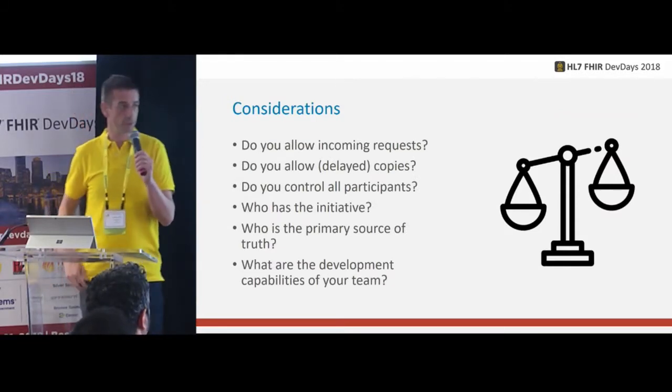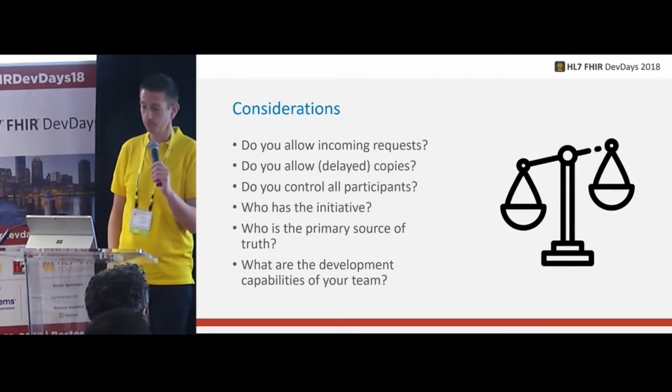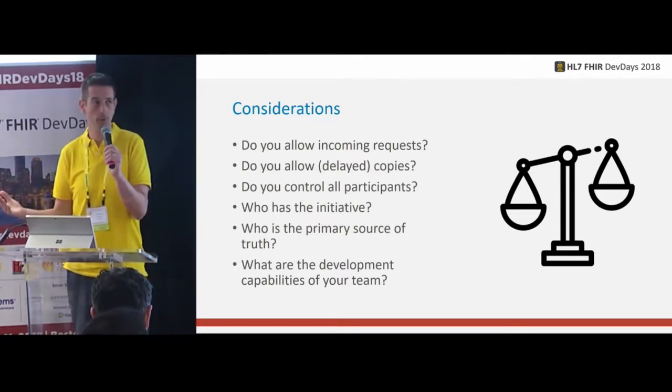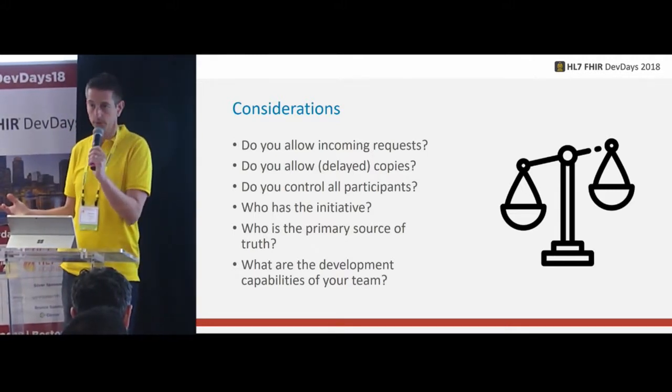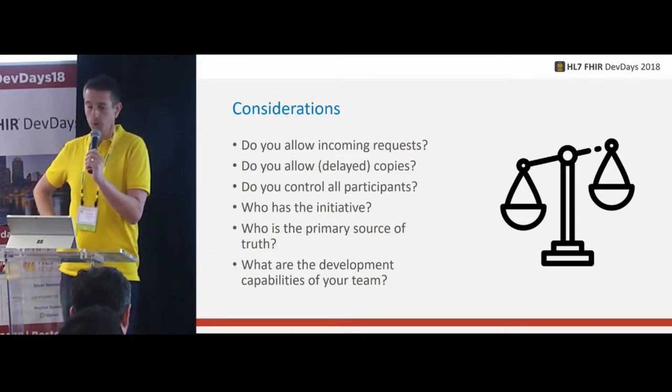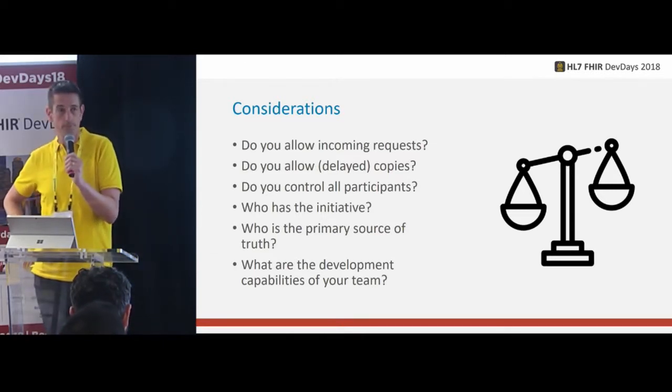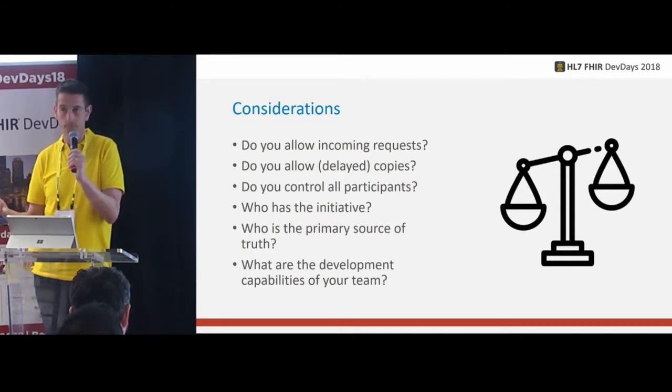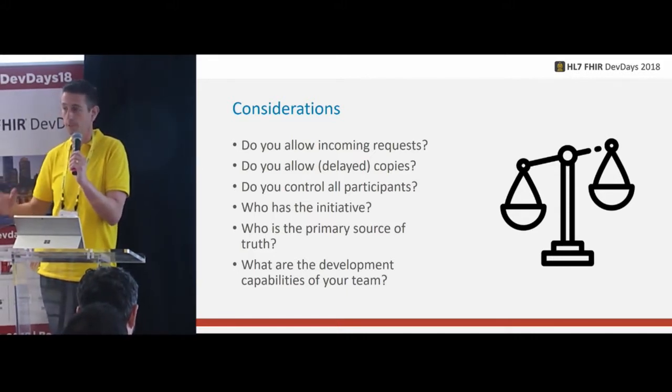So what are the considerations to make a choice? First of all, do you allow incoming requests? If you don't, don't pull up a FHIR server because no one can reach it. Do you allow delayed copies? And what delay is acceptable? Or don't you allow copies at all?